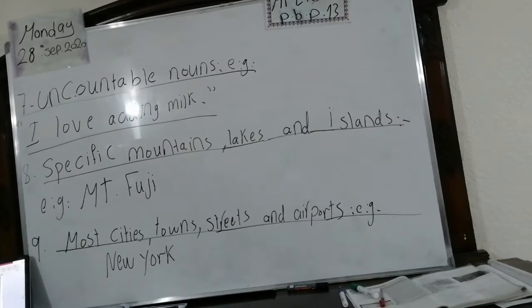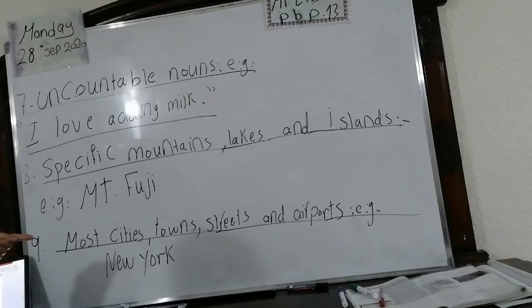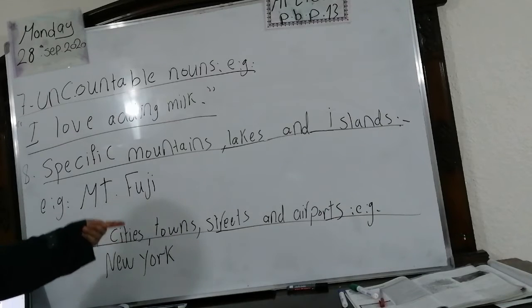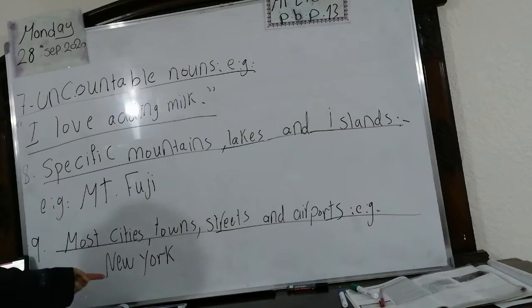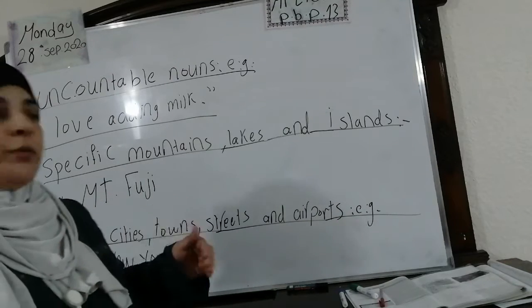Now, the next one, number 7, uncountable nouns. Like, I love adding milk. Number 8, specific mountains, lakes, and islands. For example, Mount Fuji. It's only one. Number 9, most cities, towns, streets, and airports. For example, we say New York. Zero article. Okay?